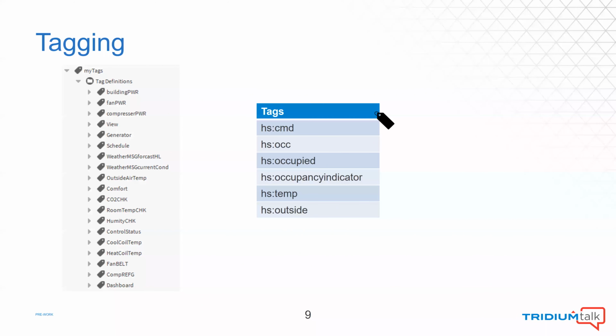And then there are some tags that I couldn't get, and I'll show you why I wanted a tag for things like weather, MSG, forecast. I'll show you why I want to tie to that. And then I also use Haystack tags. So all my analytics are actually running across the Haystack tag dictionary.